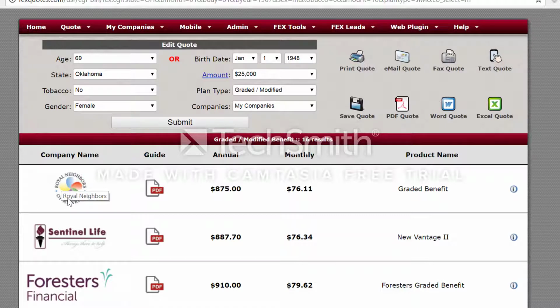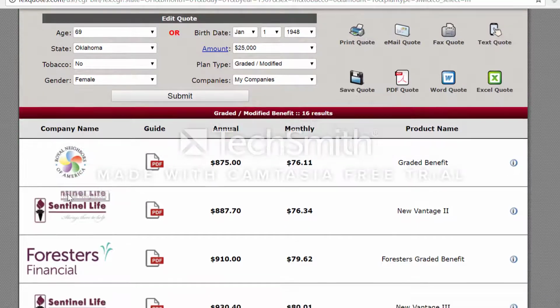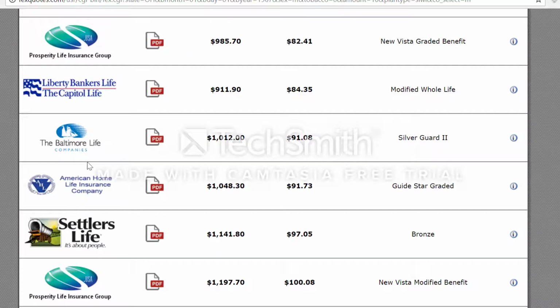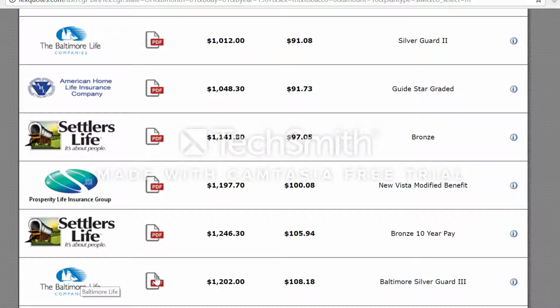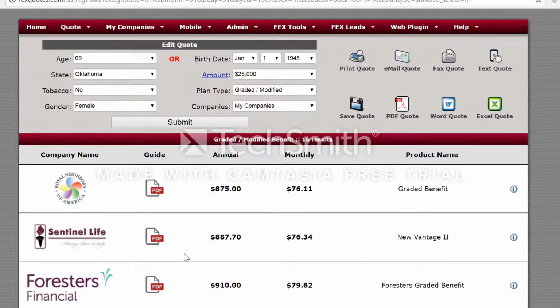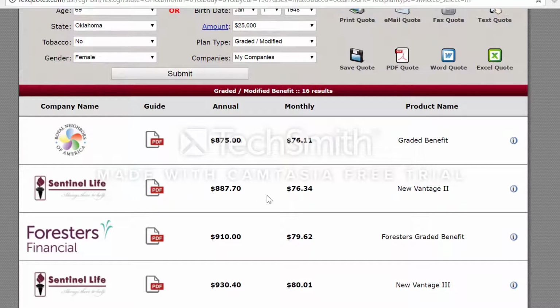Now, some of you may not be appointed with Royal Neighbors. That's fine. If you scroll down here, a lot of us aren't appointed with Baltimore or Settlers yet. We put some of these in here just so that you can show your client, you know, if you're with Sentinel and I'm saying that your rate's $76.34, or if you're not with Sentinel and you're with Foresters, it's only a difference of a couple dollars, $79.62.